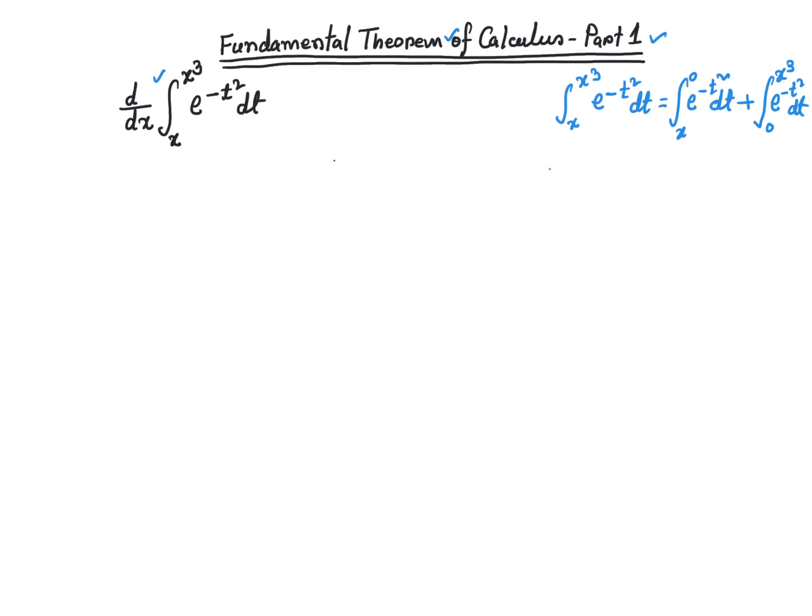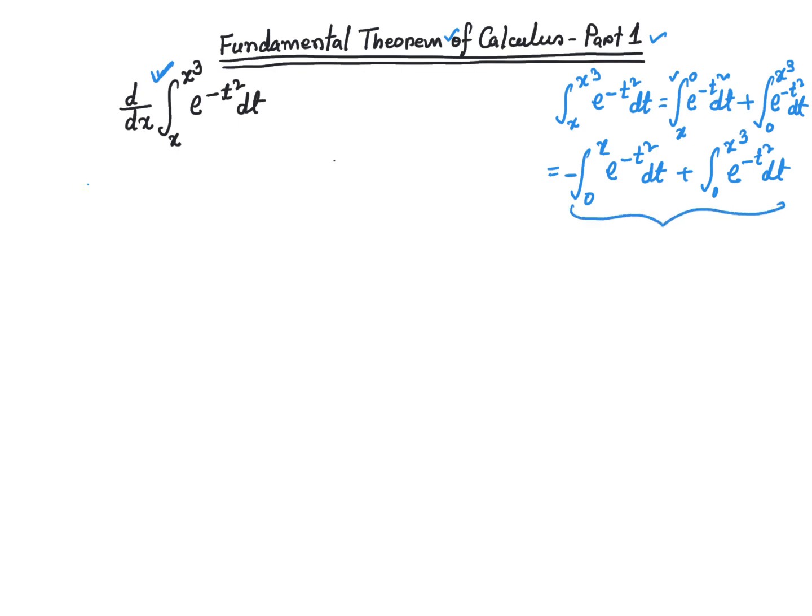Now, this I could rewrite as negative integral from 0 to x. If I switch the limits of integration, the sign changes. So e to the power negative t squared dt, plus the integral from 0 to x cubed of e to the power negative t squared dt. So finding the derivative of this in essence boils down to finding the derivative of these two terms.